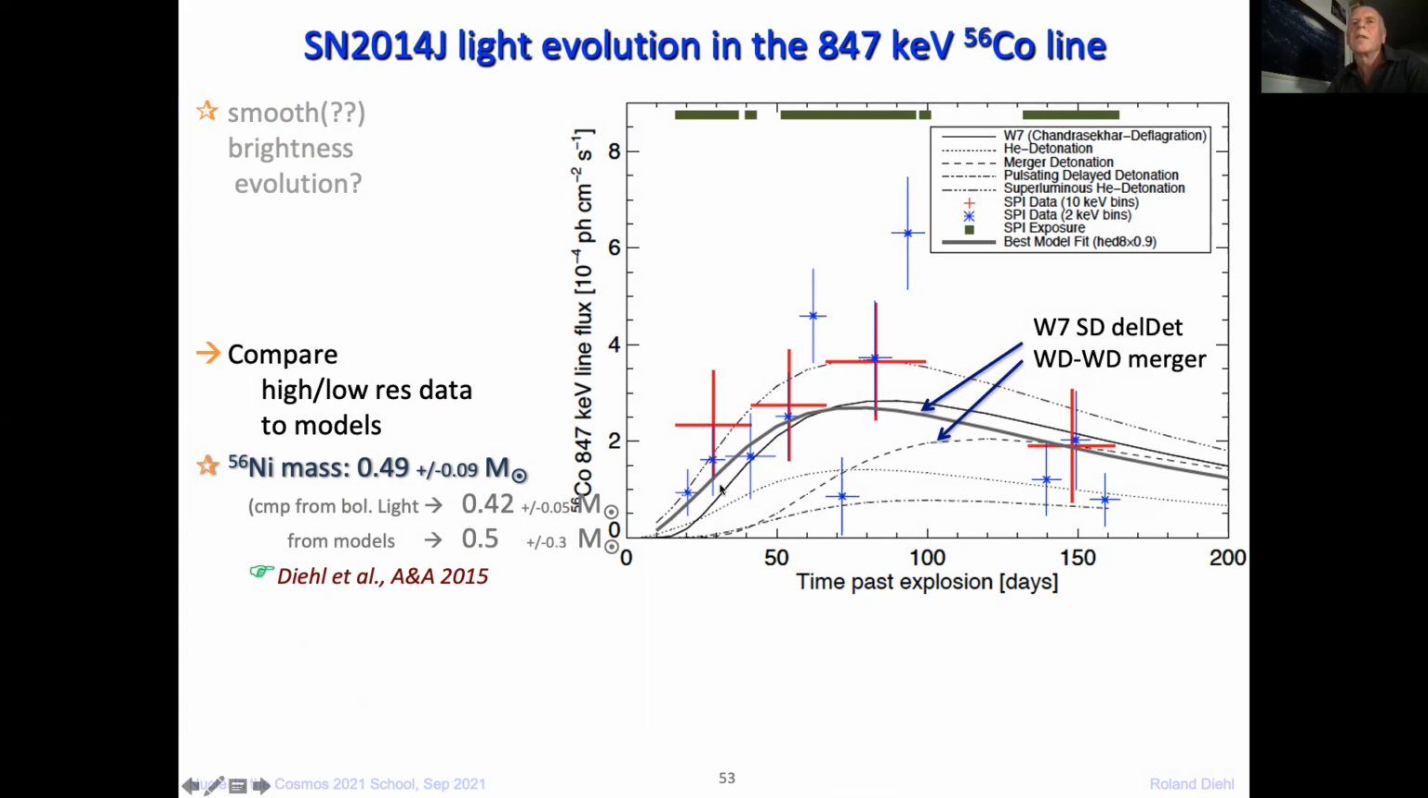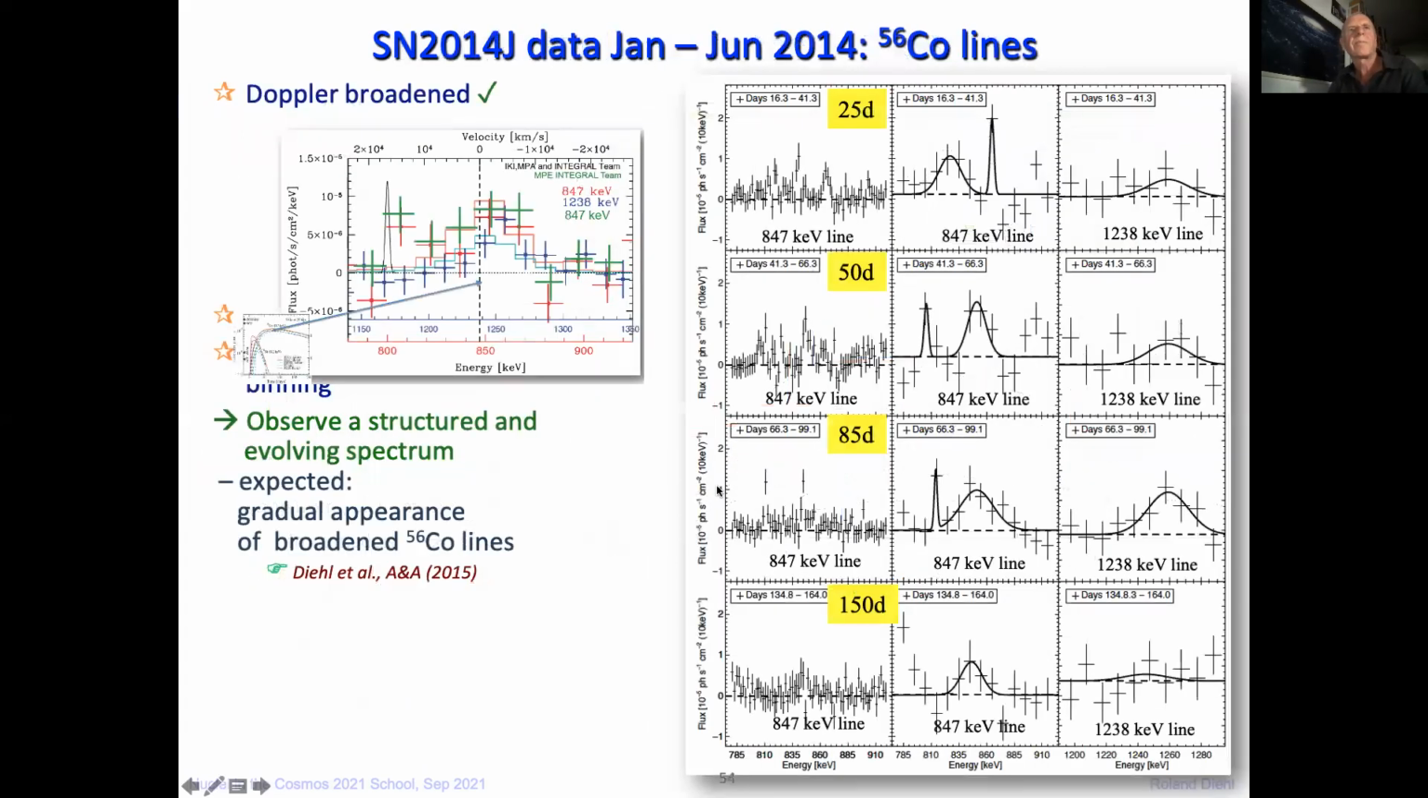So that was one of the successes, to be able to capture a radioisotope on the spot from a type Ia explosion.